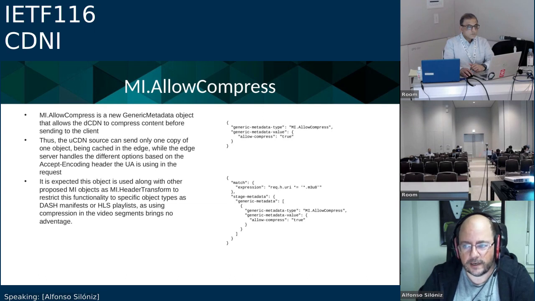So it only requests that object from the origin once, typically in plain, and it will be the downstream in charge of doing the compression. So again, this helps to reduce the traffic and the effort in the upstream CDN origins, taking advantage of the computation properties in the edge servers.